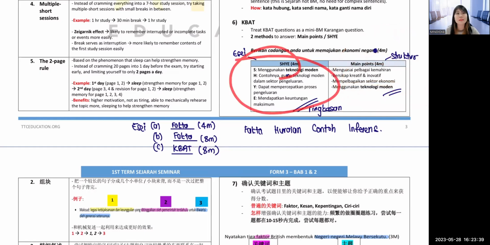But in essay, usually questions A and B are fakta soalan. C is K-BAT. And for essay or K-BAT, it is usually 8 marks, to be honest, quite difficult, right?